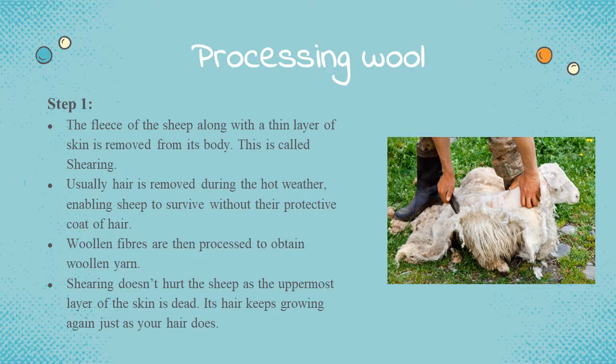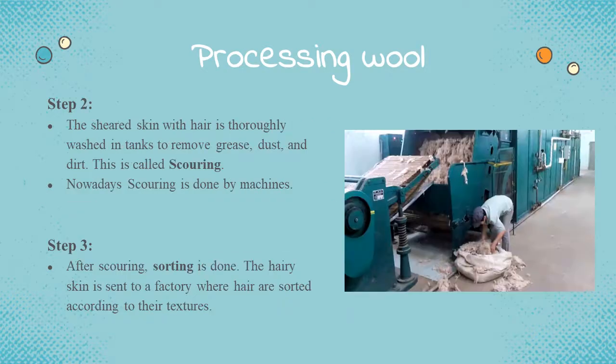Step 1. The fleece of the sheep along with a thin layer of skin is removed from its body. This is called shearing. Usually hair is removed during the hot weather, enabling sheep to survive without the protective coat of hair. Woolen fibers are then processed to obtain woolen yarn. Shearing doesn't hurt the sheep as the uppermost layer of skin is dead. Its hair keeps growing again, just as your hair does.